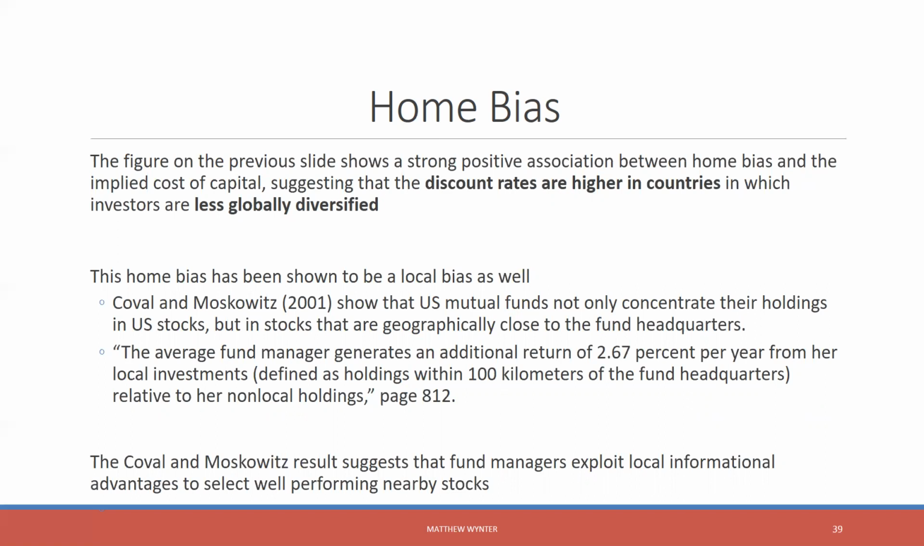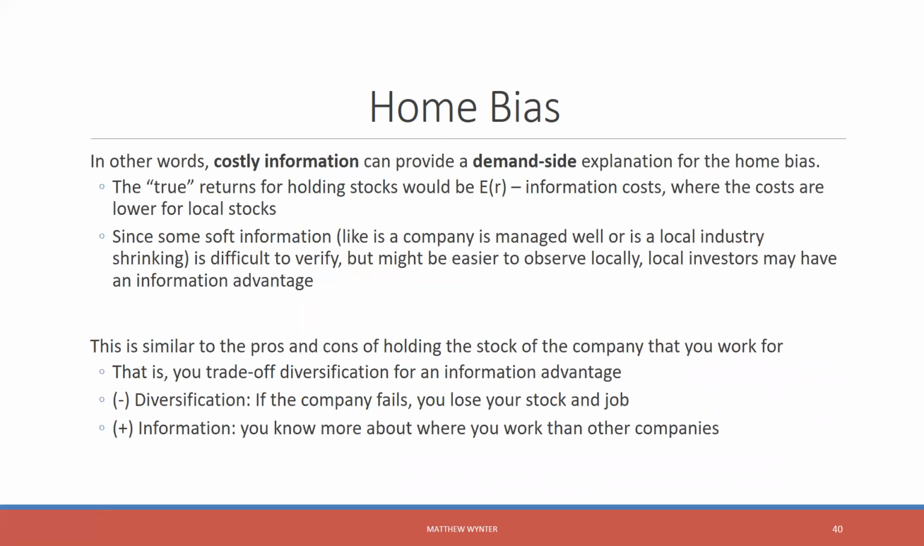It's even worse than that. The set of stocks that they outperform in are the set of stocks that are very locally close to them, that are geographically proximate to the fund headquarters. So the Coval and Moskowitz result suggests that fund managers are exploiting local information advantages to select well-performing nearby stocks. In other words, information is costly. And this helps to provide a demand side explanation for the home bias.